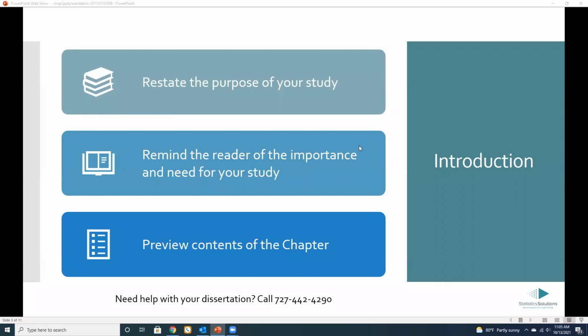Okay, so like all the chapters, it starts off with an introduction, and the introduction is pretty pat. It reorients your reader. So restate the purpose of your study, remind the reader of why your study is important, why it's needed, remind them essentially of your research problem. And if you want, you can preview the contents of the chapter, what's to come.